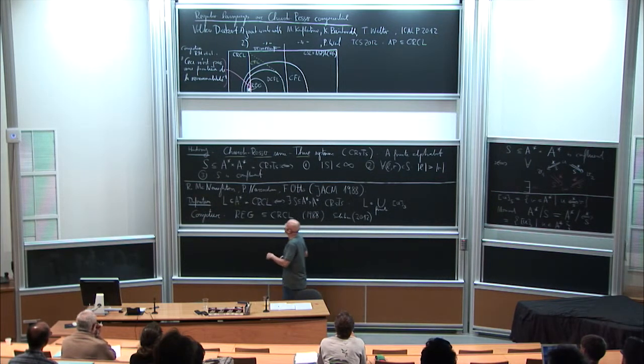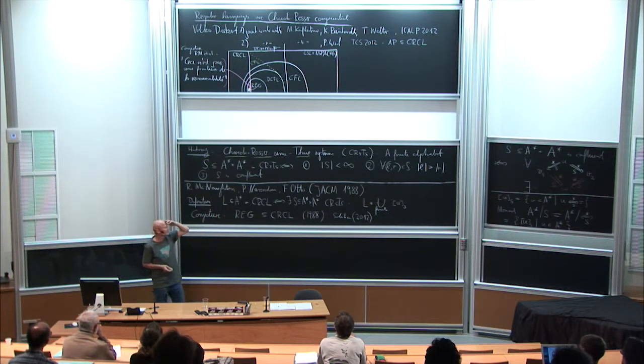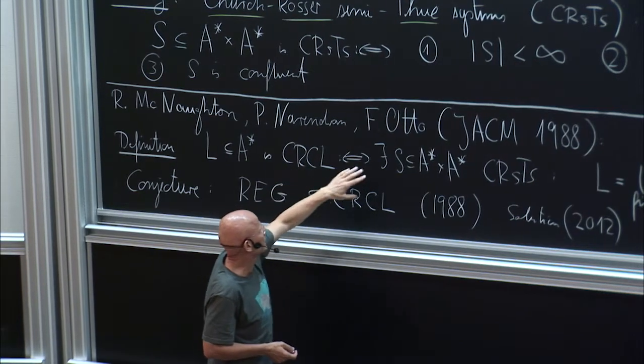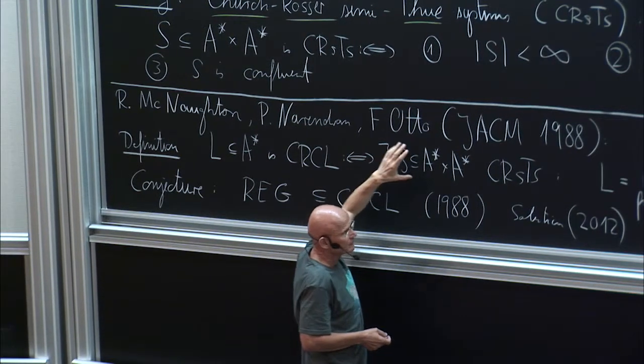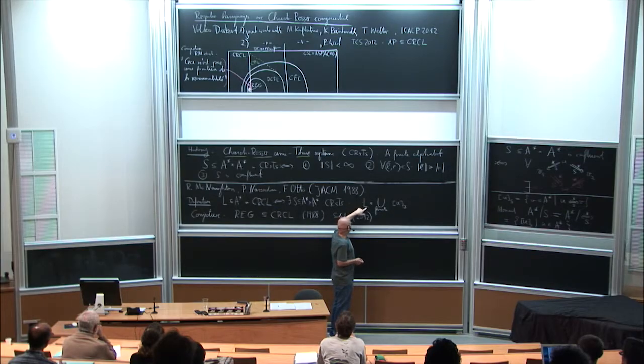The RM is here: Robert McNaughton, Narendran and Otto. They published a paper in the Journal of the JACM, 1988, and they introduced these notions, and in particular they said a language is a Church-Rosser congruential language if you have such a nice system, and we can write down L as a finite union of classes.